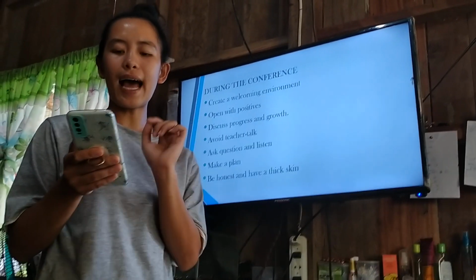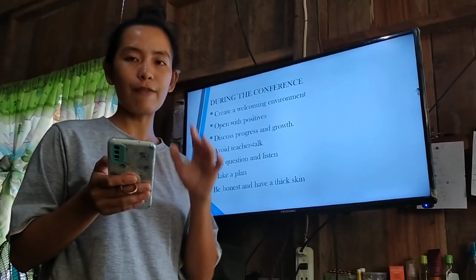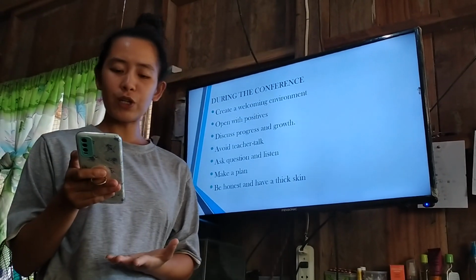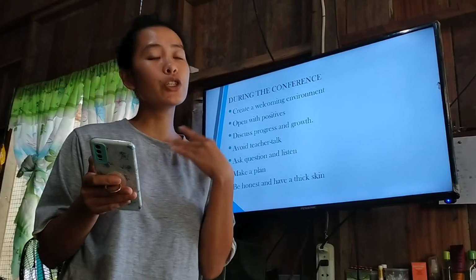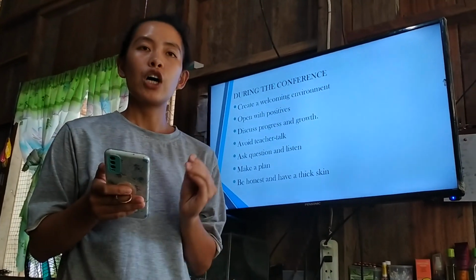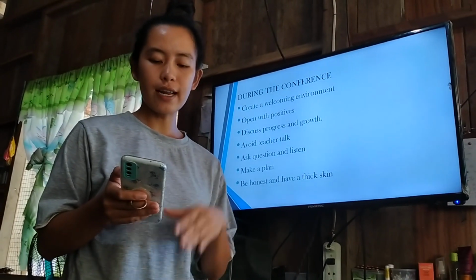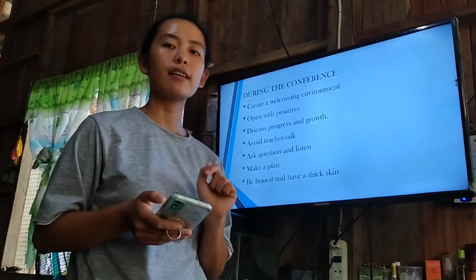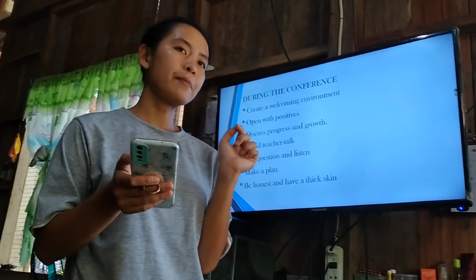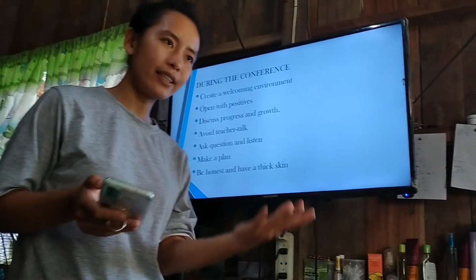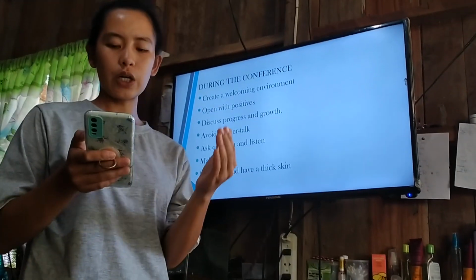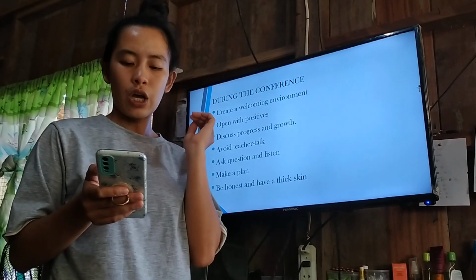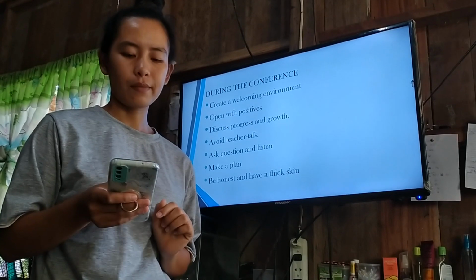Next is be honest and be kind. It's your responsibility to give the parents or guardians an accurate assessment of the student's academic progress. Sometimes this means delivering bad news, but sugarcoating the facts defeats the purpose of the conference meeting.